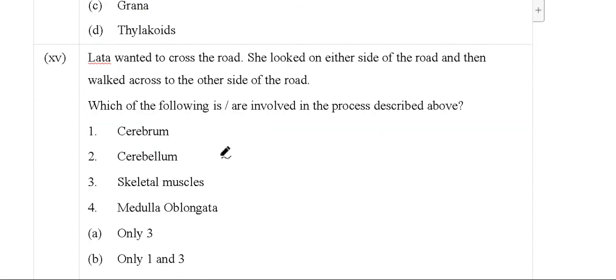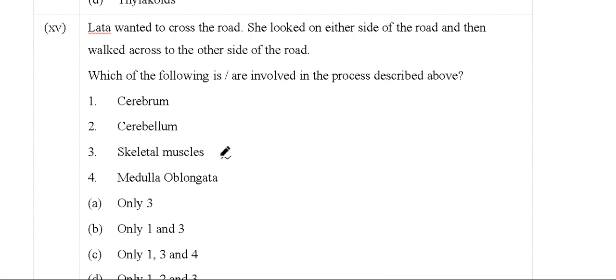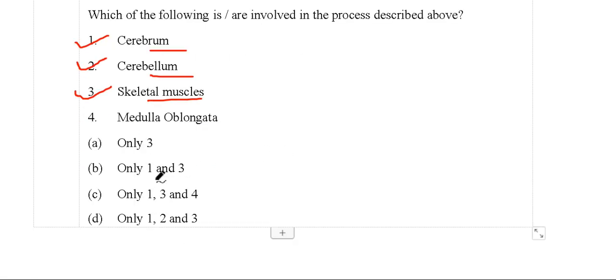Lata wanted to cross the road. She looked on either side of the road and then walked across to the other side. Which of the following is or are involved in the process described above? That means which part of the brain or body is mainly engaged in this activity of Lata. The cerebrum is responsible, then the cerebellum mainly for maintaining body balance, and for locomotion or movement purposes, skeletal muscles are also helping. So cerebrum, cerebellum, skeletal muscles, that means 1, 2, 3, option D will be the correct answer.